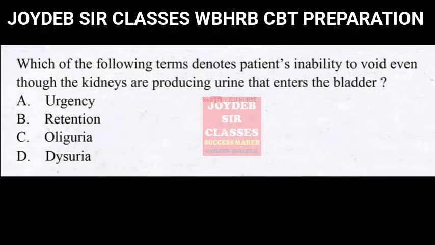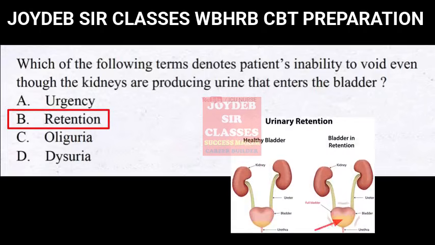Which of the following terms denotes patient's inability to void even though the kidneys are producing urine that enters the bladder? A. Urgency. B. Retention. C. Oliguria. D. Dysuria. And the correct answer is B. Retention. Urinary retention is a condition where your bladder doesn't empty all the way or at all when you urinate.